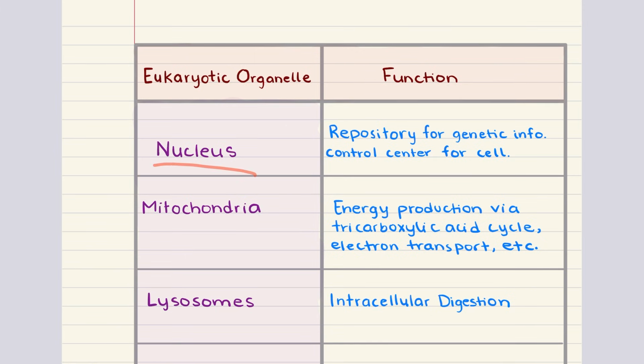The nucleus acts as the control center of the cell. It stores genetic information and it directs the synthesis of RNA and proteins. Mitochondria are responsible for generating energy in the form of ATP using the tricarboxylic acid cycle, also known as the Krebs cycle, and the electron transport chain.